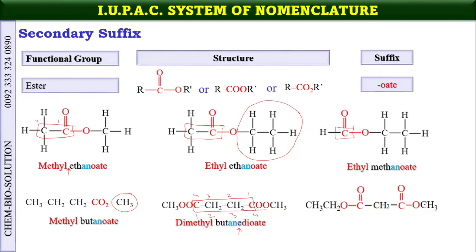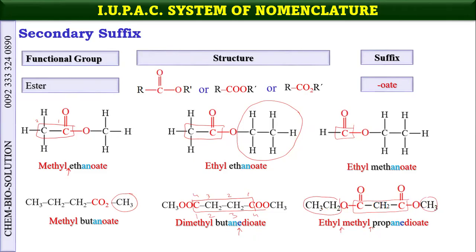And similarly here, one side is methyl, other side is ethyl. So methyl and ethyl are there, and the basic chain comprises 3 carbon atoms. So what should be its name? This is ethyl, methyl, there is a gap, propanedioate. So we can write on one oxygen methyl group, on another oxygen ethyl group.